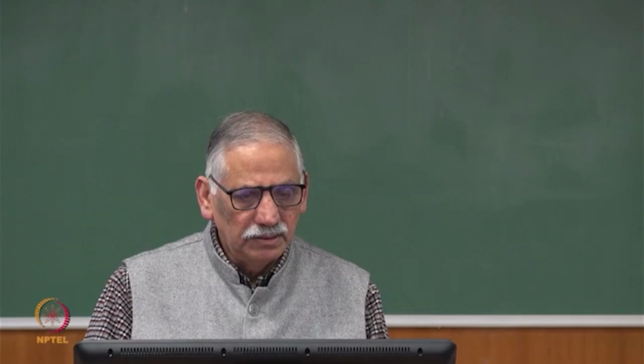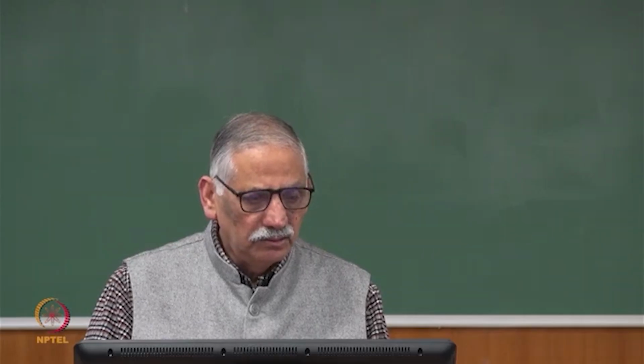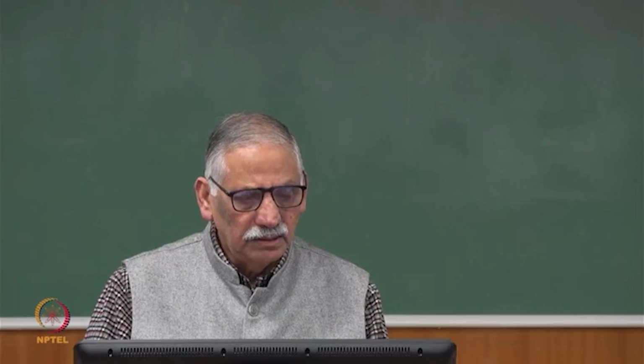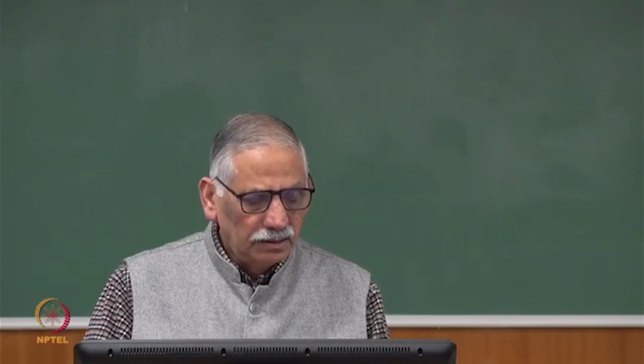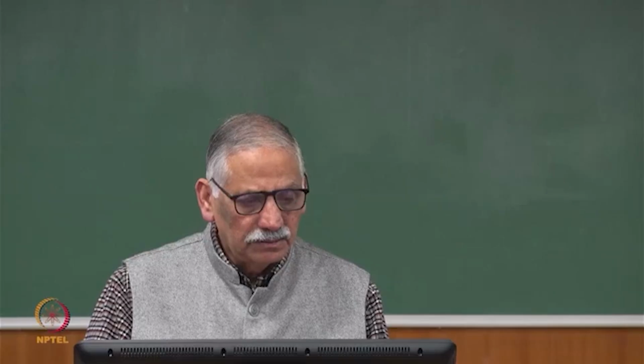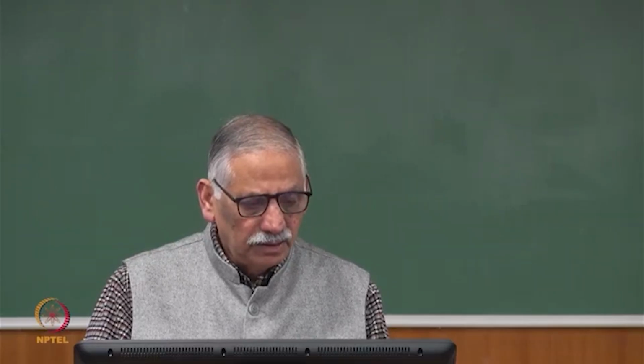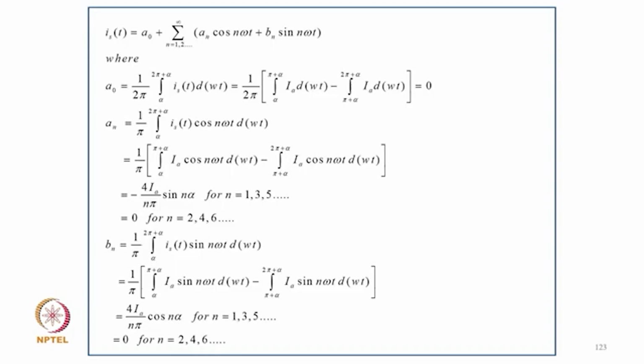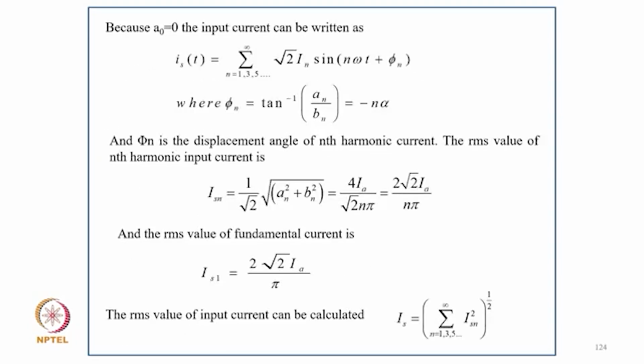And coming to the supply current, Is equal to A0 plus the sum for n = 1, 3, ... of (An cos nωt + Bn sin nωt), where A0 equal to 1/2π ∫ from α to 2π+α, putting the value comes 0, and An, that is 2/2π ∫ from α to 2π+α of Is cos nωt dωt, and putting the value it becomes −4I/nπ sin nα for all odd harmonics n = 1, 3, 5, and 0 for even harmonics 2, 4, 6. And Bn also, 1/2π ∫ from α to 2π+α of Is sin nωt dωt, and putting the value comes equal to 4I/nπ cos nα for n equal to odd, or 1, 3, 5, and for even harmonics equal to 0 for 2, 4, 6.